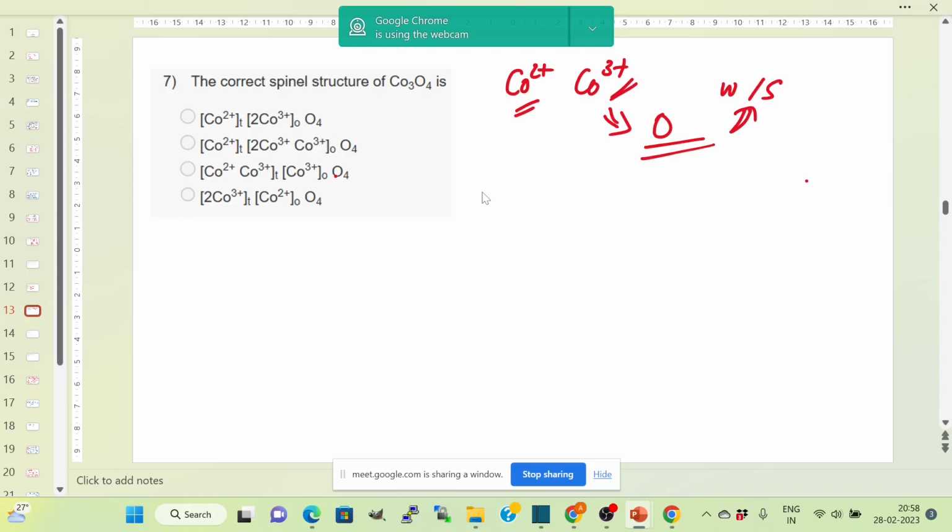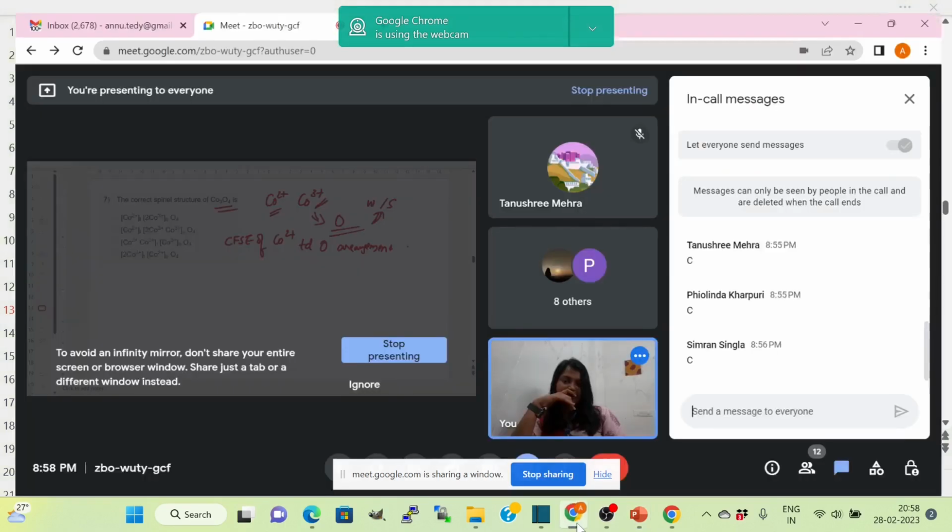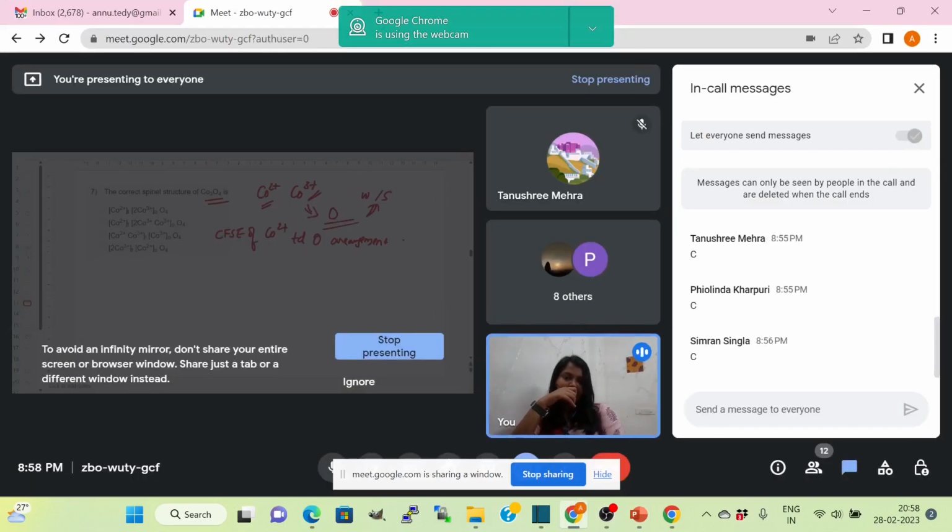So maybe we'll solve it step by step. So first tell me what is the CFSE of Co2+ in this complex. Co2+ in a tetrahedral oxygen arrangement. See, as you know, spinel structures have this offer, which is like a tetrahedral arrangement. So CFSE of cobalt 2+ in tetrahedral with oxygen. What is the CFSE? Please put in the chat box. I'll give you a couple of minutes.